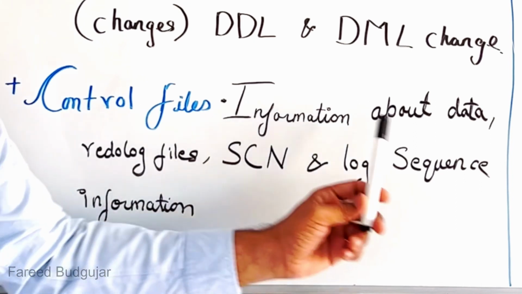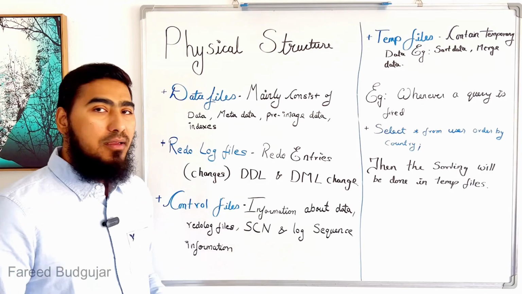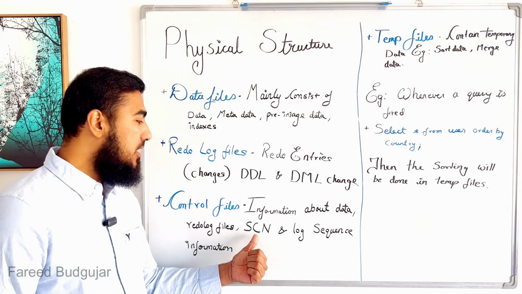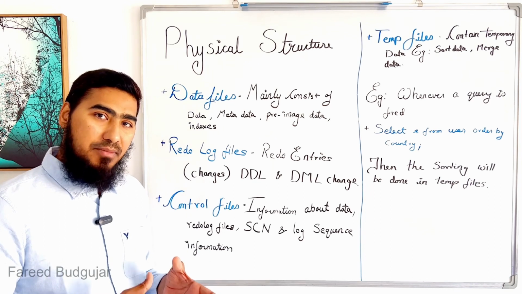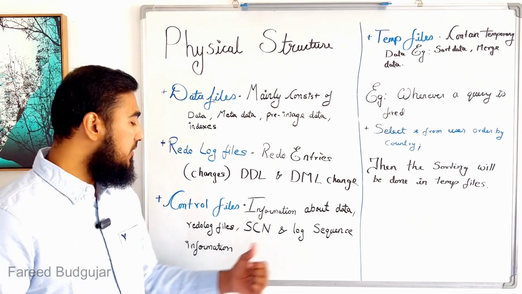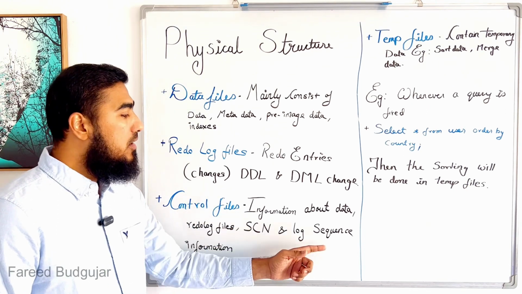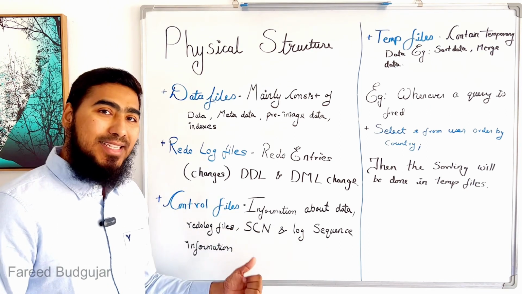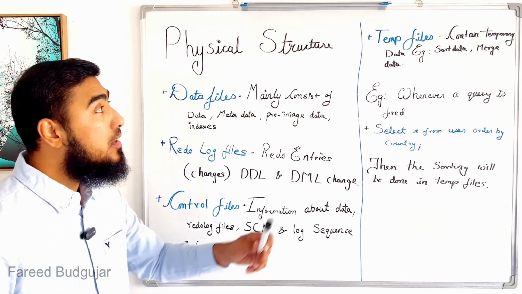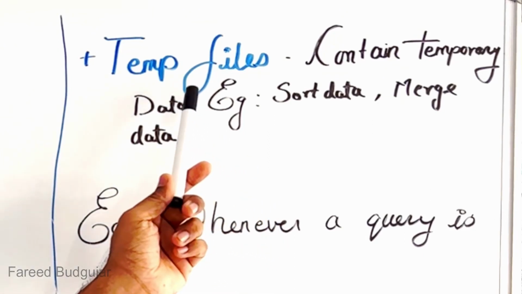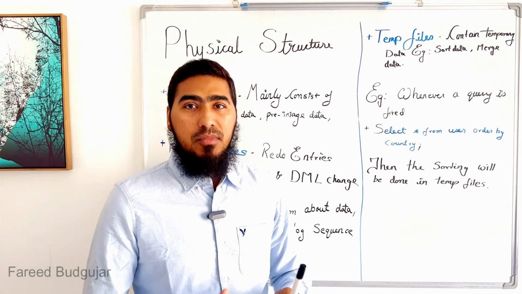Control file. Now this is an important file, the control file. It keeps information about data files, redo log files, SCN, the system change number. An SCN is an auto-generated number from the Oracle database engine. You have log sequence information also stored in the control file. Now we will check what is log sequence, what is SCN, how it is generated, when it is generated in the upcoming session.